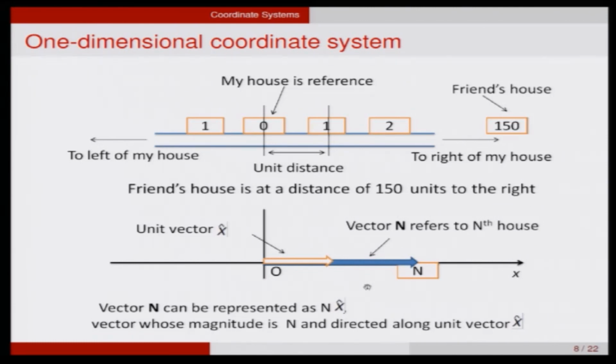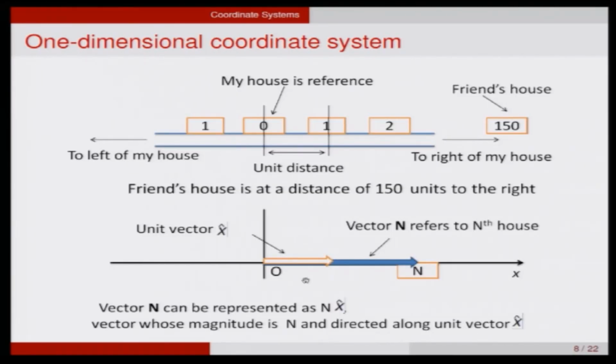Here I have a one dimensional coordinate system along x. So, this is pointing along x direction, has a magnitude of 1. So, this unit vector I have indicated by this orange colored vector. Okay. So, the orange colored arrow is a unit vector, and if I take a unit vector and multiply it by a number n, then I get the vector n which has a magnitude of n, and it will now be pointing along the x direction.